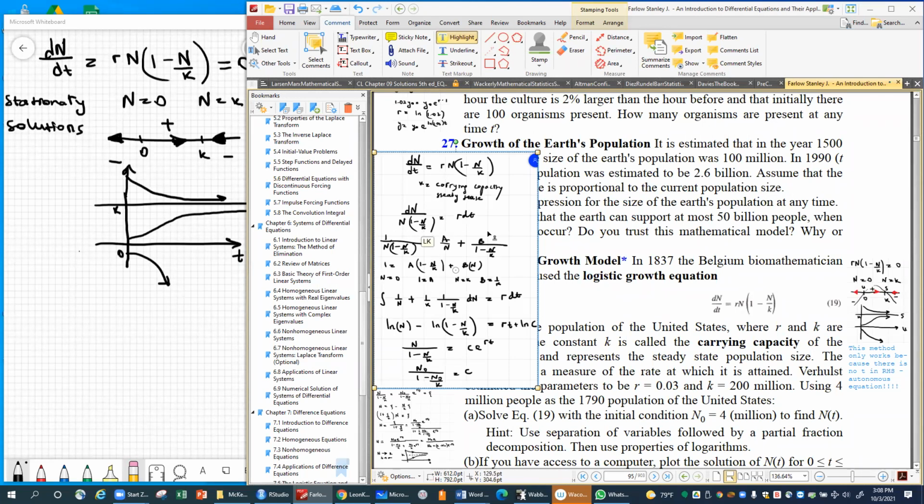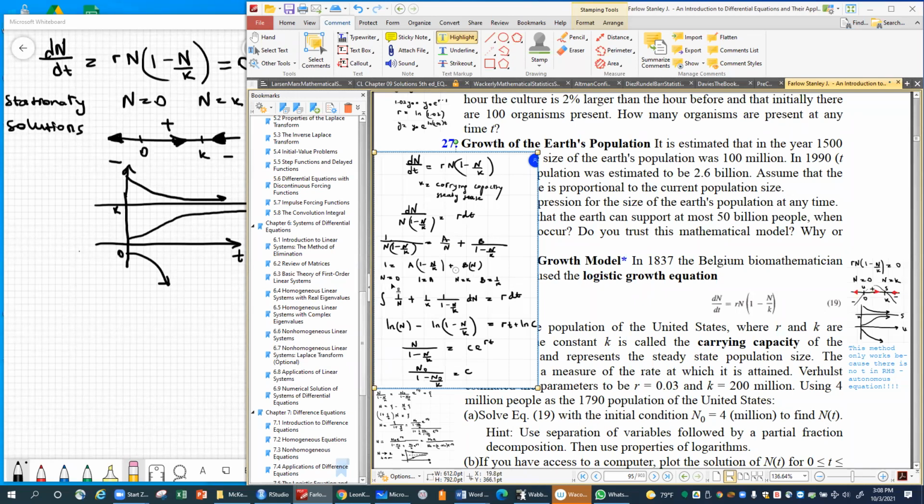Well, not obvious, but it's a Calc 2 kind of expression which you can do partial fractions for. So I call this a over n and b over 1 minus n over k, and a and b I have to find. Well, it's the usual formulas for doing partial fractions, right? So I write 1 on this side, a times 1 minus n over k, and b times n.